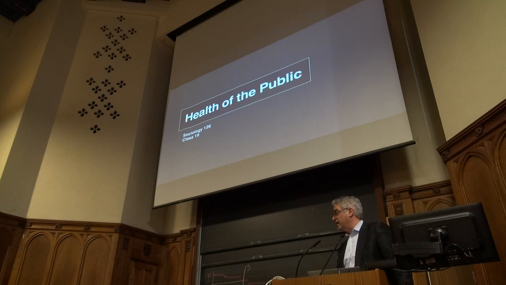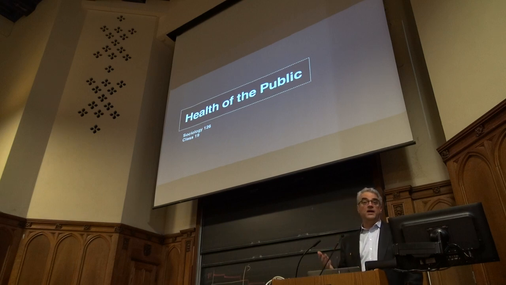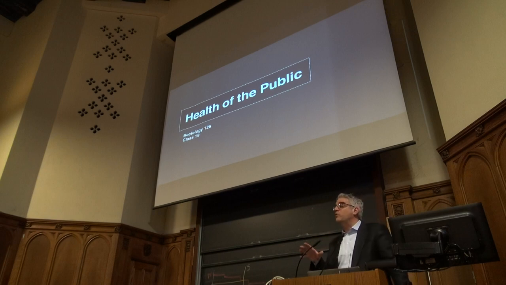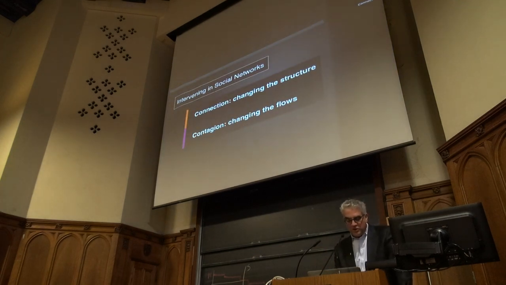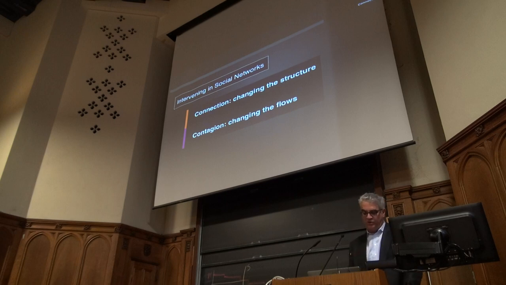If you really can understand network structure and function, how might you intervene in the world to optimize the groups in a variety of ways? So I'm going to show you today some experiments that we and others have been doing to explore this set of ideas. There are two broad ways you can imagine that you might exploit these social processes. Two basic ways that you might alter a social network, which are known as connection and contagion.